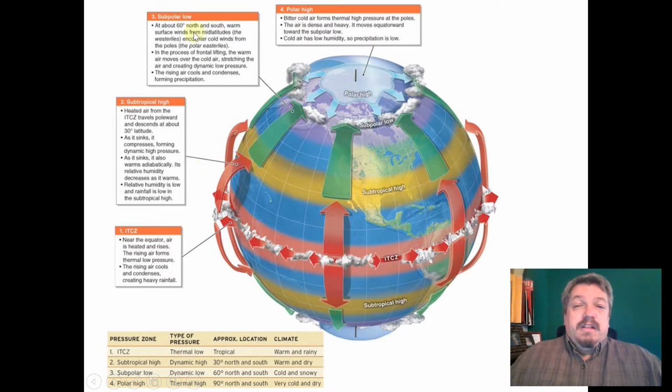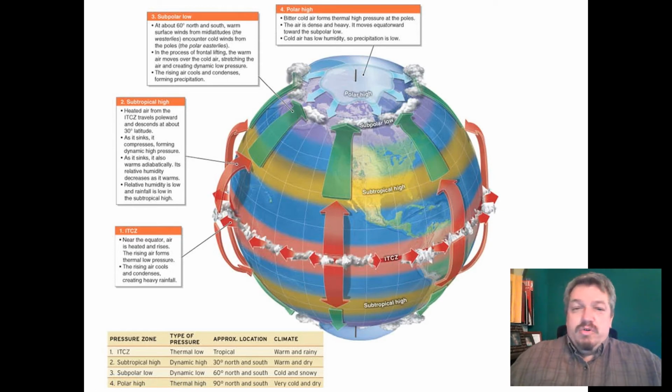Now here's the last two, the subpolar low and the polar high. So over the poles, right, you have very, very cold, bitterly cold, very dense, high pressure air. And basically, because it just kind of flows away from that, high pressure expands, right? It meets this subpolar low, which is low pressure air right here. So you have that convergence again, okay?